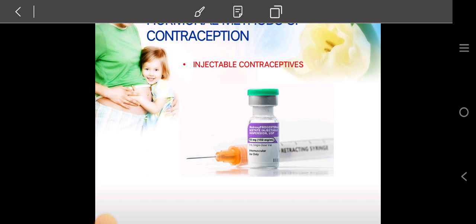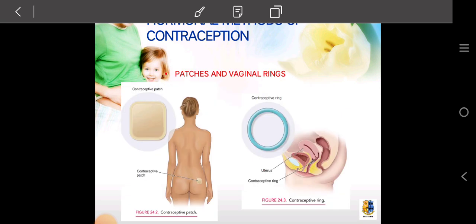Injectable contraceptives. Injectable forms of progestin are administered every few months to prevent ovulation and to thicken cervical mucus. Patches and vaginal rings. These methods deliver hormones through the skin or vaginal insertion, providing continuous contraception for weeks at a time.